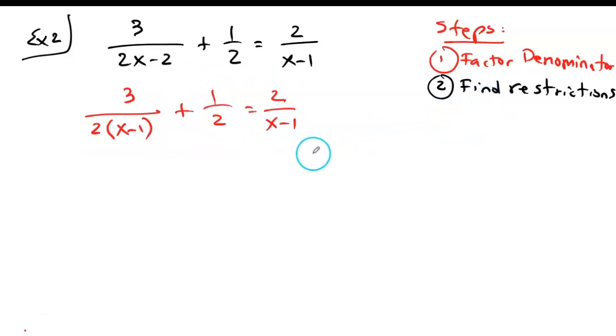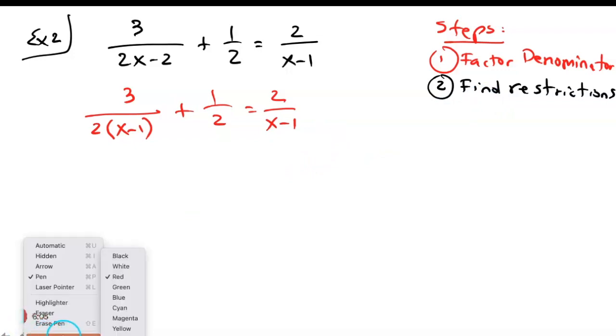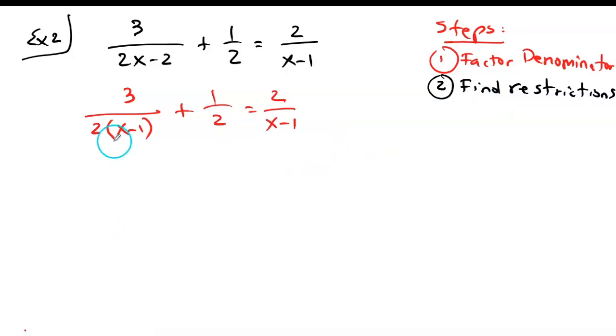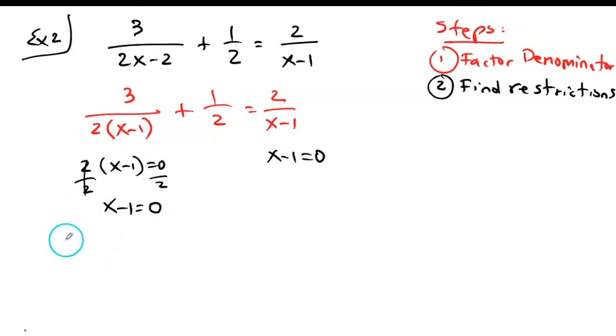Next, find the restrictions. How do I find the restrictions? You make your denominators zero. Every single denominator that has a variable, I have to make it equal to 0. So 2x minus 1 equals 0. There's no x here, then x minus 1 equals 0. Here, divided by 2, that cancels. X minus 1 is 0 divided by 2, which is 0. You see, the 2 is gone. So I'm only concerned for the x's.